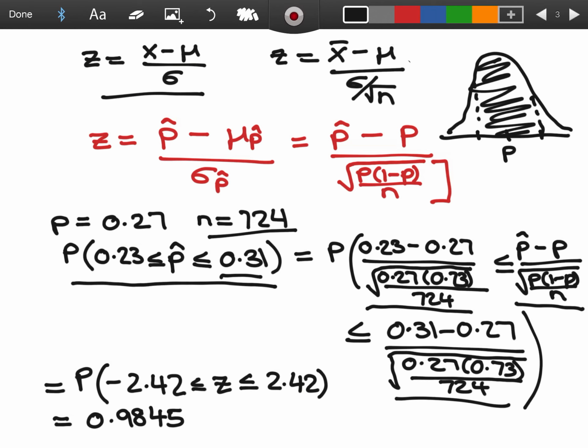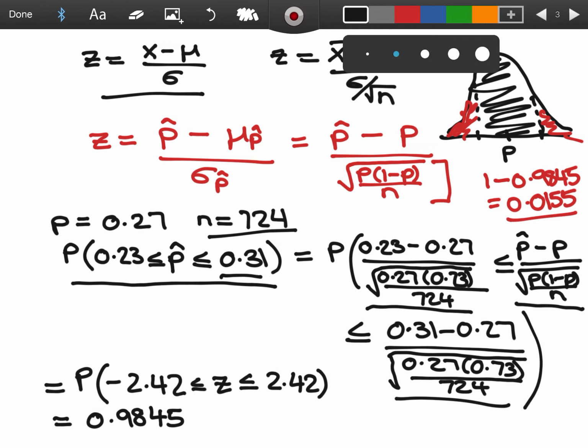If instead it said what is the probability that it differs from the population proportion by more than 4%, we would be looking at this area outside here. So what we would have to do in that case would be 1 minus what we found, and that would give you 0.0155. So if it said what is the probability that it differs from the population proportion by more than 4%, this would be your answer. But the question was, what is the probability that it differs from that population proportion by less than 4%? So this is your answer.